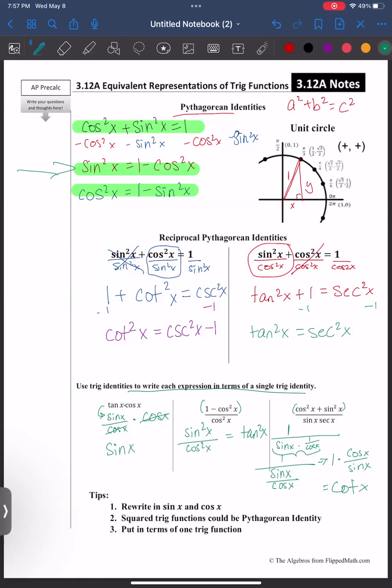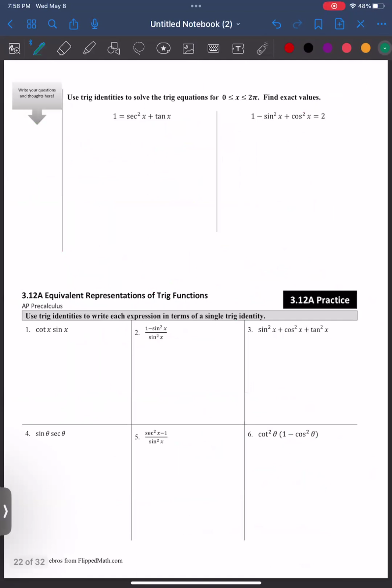Now, here we have some tips. Rewrite in sine and cosine. So if you can get things to be in the sines and the cosines, that's what you want to do, right? Squared trig functions could be a Pythagorean identity. As we saw, we had all the cosine squared, cosine squared, sine squared, all those. When you see the exponents, you should start thinking of identities, okay? And put in terms of one trig function, right? So when you have a problem and you have to solve for a value, you want it all to be in one trig function. That makes it a lot easier to solve.